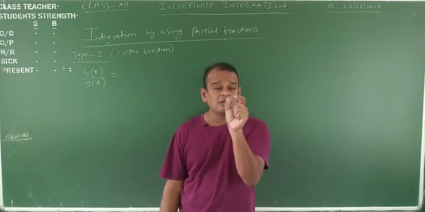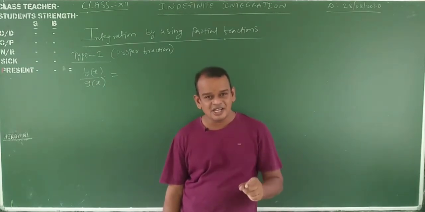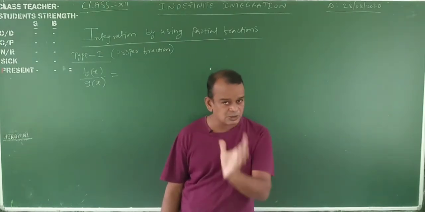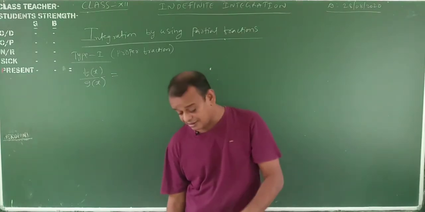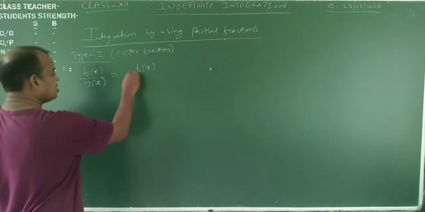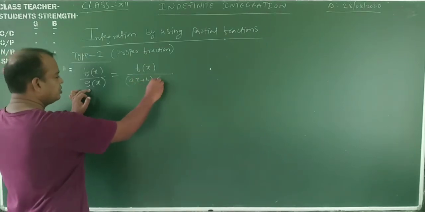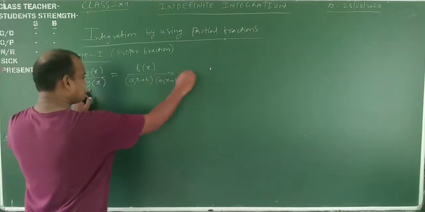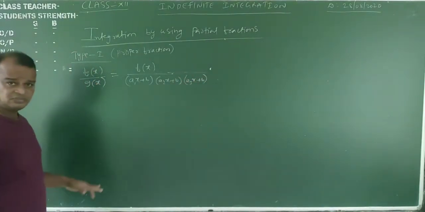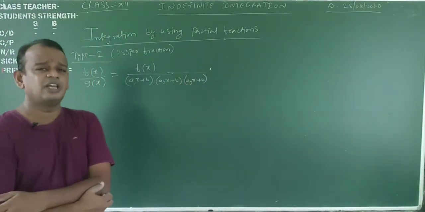Here g(x) is the non-repeated linear factors. Repeated is not possible, only non-repeated linear factors. So f(x) by g(x), where g(x) is a product of non-repeated linear factors, for suppose (a1x + b)(a2x + b)(a3x + b), and if so many are there, you can take n. How many will I take here? 3, for example.